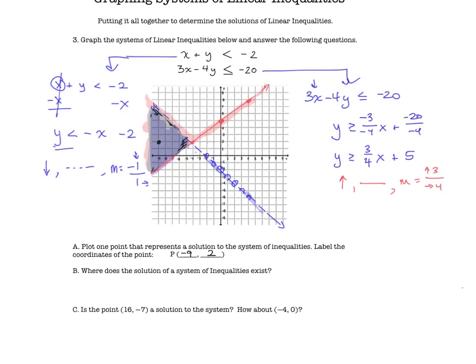If someone asks you for a solution, go to the dual shaded area, pluck a point from there, and give me the coordinates. And that is now a solution. Now it's not the only solution. There's an infinite amount of solutions.